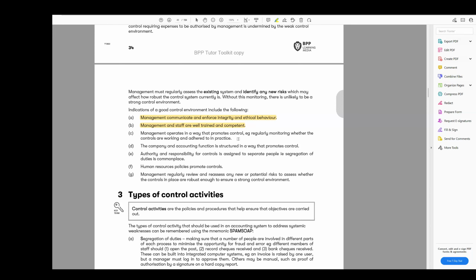For example, regularly monitoring whether the controls are working and adhered to in practice. The company and the accounting function are structured in a way that promotes control. Authority and responsibility for the control are assigned to separate people in segregation of duties. Segregation of duties is very important because it makes the work authorized by two persons rather than one. Human resource policy promotes control. So if you have a human resource policy, that also helps to have better control. Management regularly reviews. This is always important.